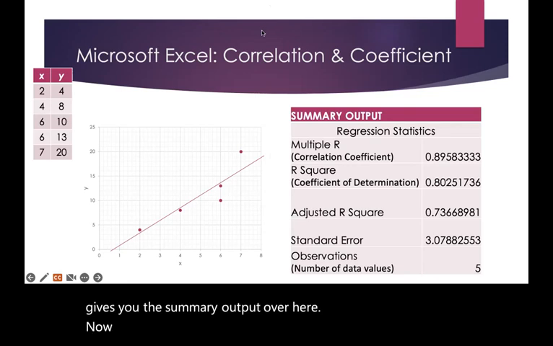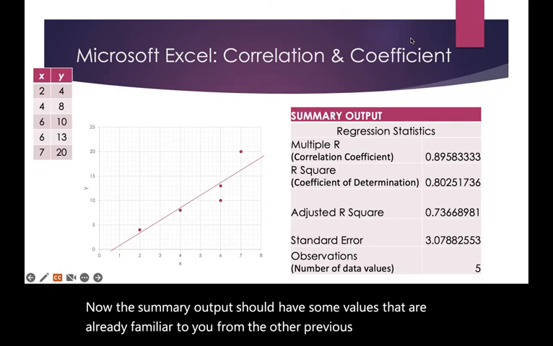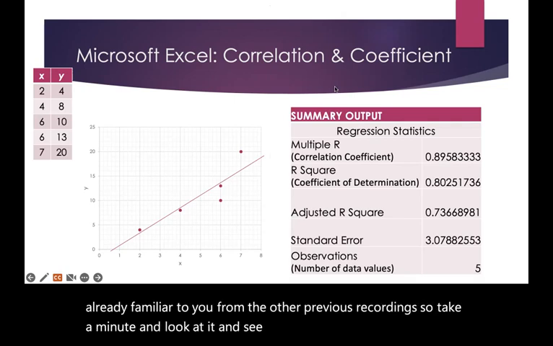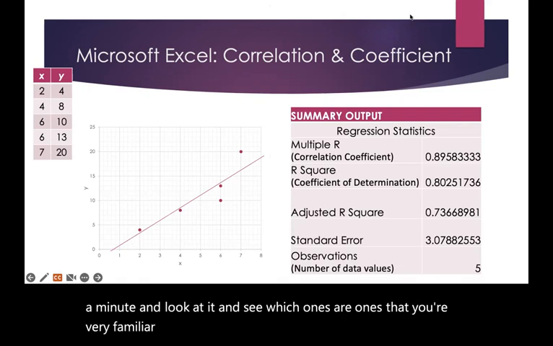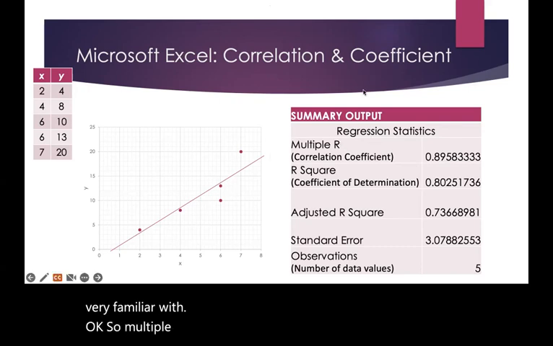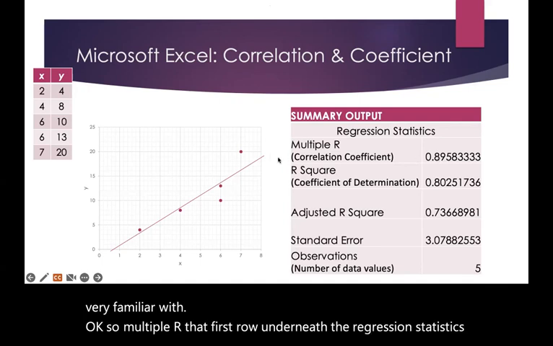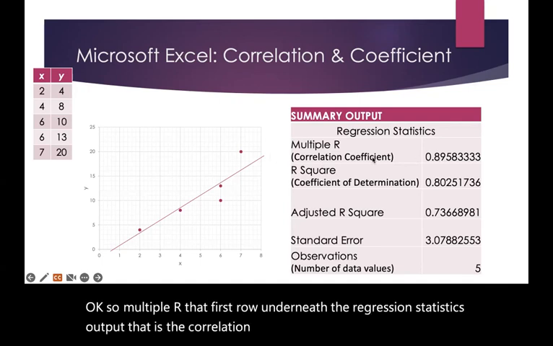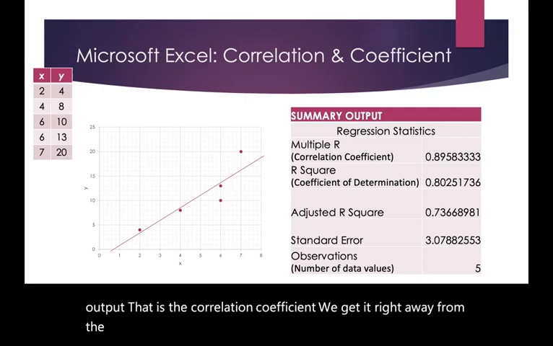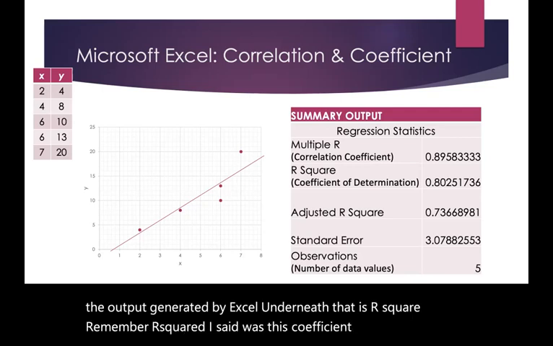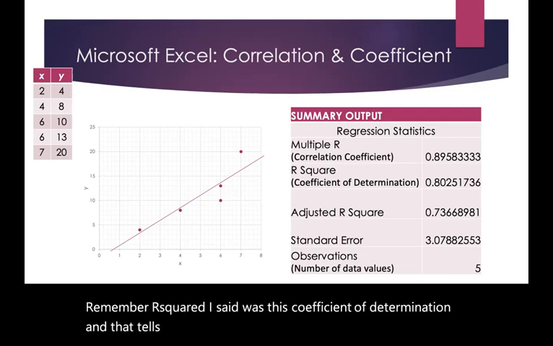Now, the summary output should have some values that are already familiar to you from the previous recordings. So take a minute and look at it and see which ones you're very familiar with. Okay, so multiple R, that first row underneath the regression statistics output, is the correlation coefficient. We get it right away from the output generated by Excel. Underneath that is R squared. Remember, R squared is the coefficient of determination, and that tells you how well the variability is explained by your model.